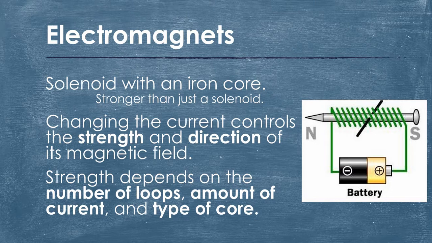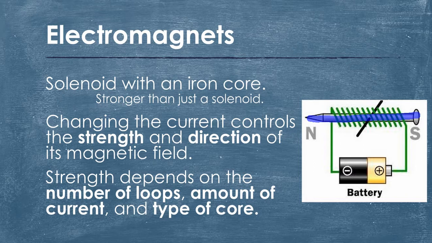If we take a solenoid and add an iron core, here we have added an iron nail. We still have a coil of wire wrapped around it attached to a battery, and we're going to create a magnetic field. This is actually pretty easy to make. Hopefully we'll get time to make one of these in class. If not, I'll be happy to show you how to make one of these at home. And it can be strong enough to pick up a good number of paper clips.